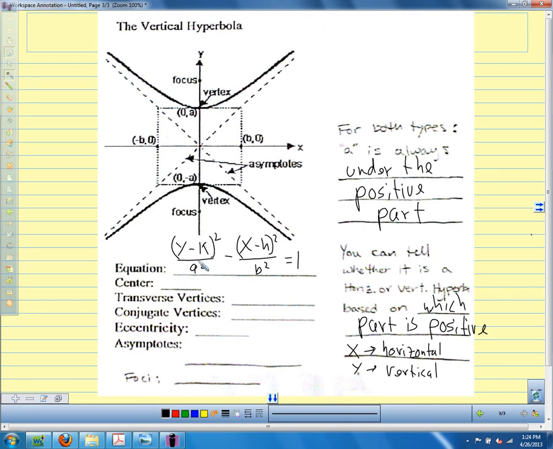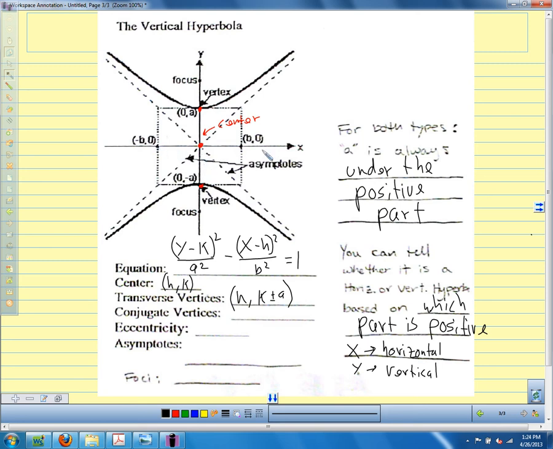We find the center the same way. Our center here is just h, k. Our transverse vertices, those are what we call the vertex. The transverse vertices, A tells us how far from the center to move to get to the transverse vertices. With a vertical hyperbola, we move up and down from the center. So the transverse vertices are going to be h, k plus or minus a. So we're moving up and down from our center.